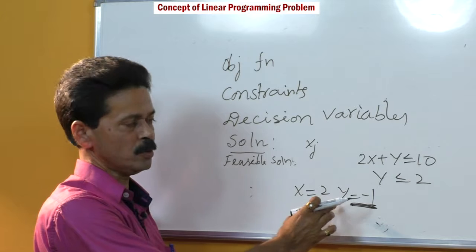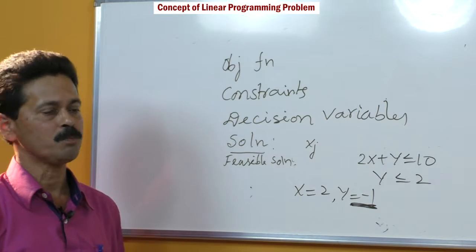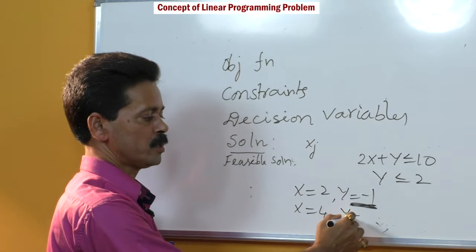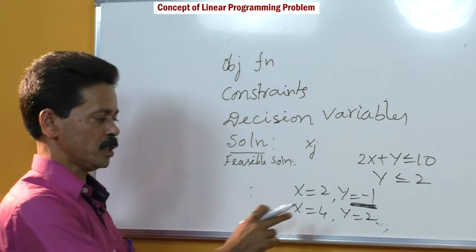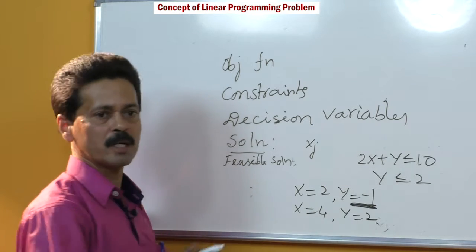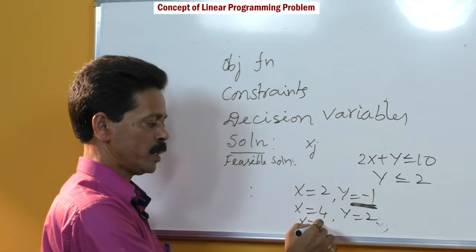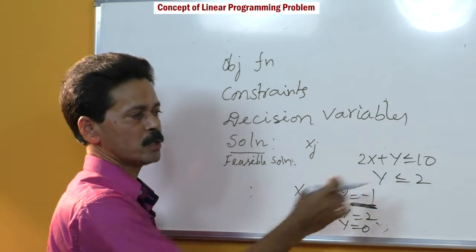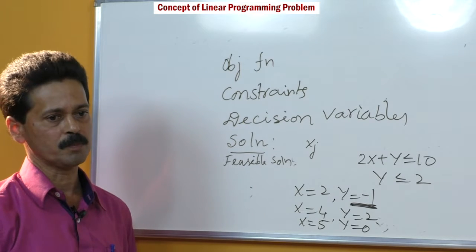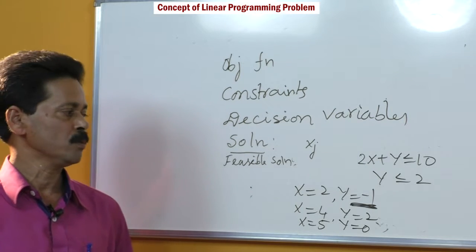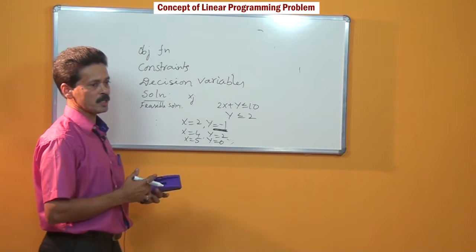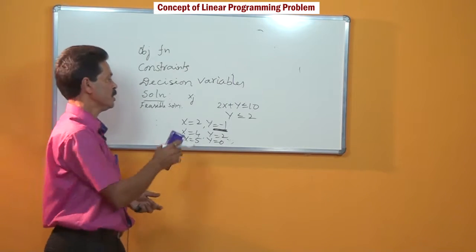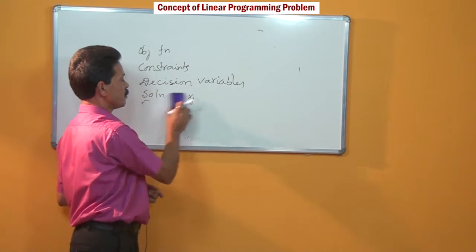Therefore, x = 2, y = -1 is not a feasible solution, whereas x = 4, y = 2 is a feasible solution because these two points satisfy the constraints. Similarly, x = 5, y = 0 is also a feasible solution because it satisfies the constraints. Therefore, from this example, we came to know that a solution need not be a feasible solution, but a feasible solution may be a solution to the linear programming problem.